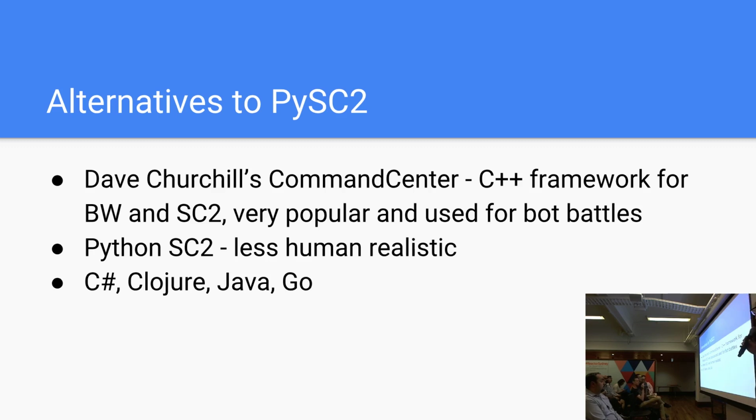Python SC2 is essentially an interaction into the framework, the API, without the human realistic limitations that DeepMind has put on it. So you can get access to some pretty cool stuff, you can take a lot more actions, so potentially there's some stuff there that you could do that may not emulate what the player is able to do, but might help you build some other structures. And there are a whole bunch of other ones like C#, Clojure, Java, Go. I think there's even a JavaScript one. So there are quite a few out there if you want to interact in your language of choice.